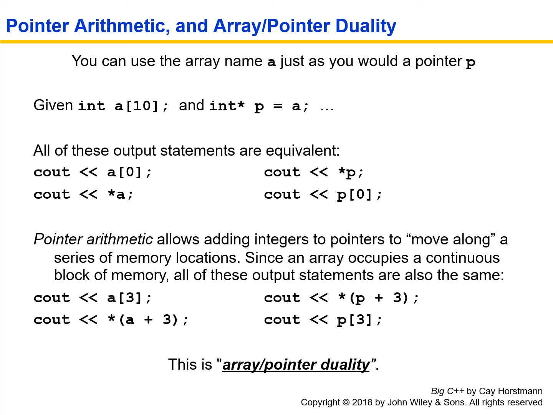a[3] is the same as *(a + 3). Note that if you don't have the parentheses, you're just adding a value of 3 to whatever a is pointing to. *(p + 3) is the same thing, and p[3] is the same thing. And we call this ability to use arrays as pointers and pointers as arrays array pointer duality.